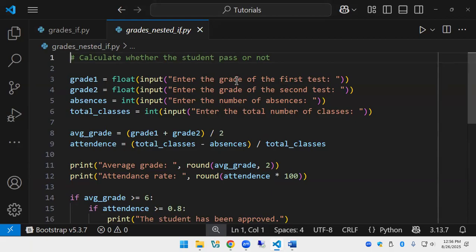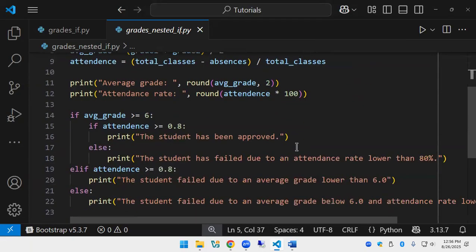So what's the grade of your first test? What's the grade of your second test? How many times were you absent? So I have 2 grades, I'm averaging them, and then I'm doing attendance. If my average grade is above 6, but my attendance is really good, I get approved to go off campus. If I have bad attendance and my grade's good, I just can't go. So you have multiple conditions.